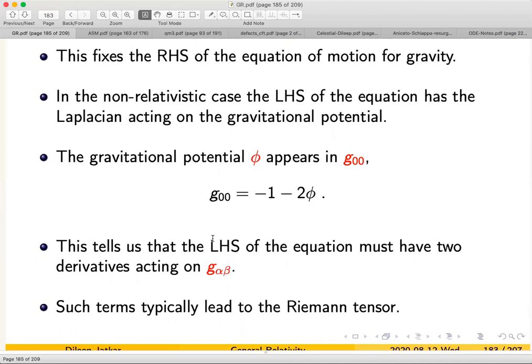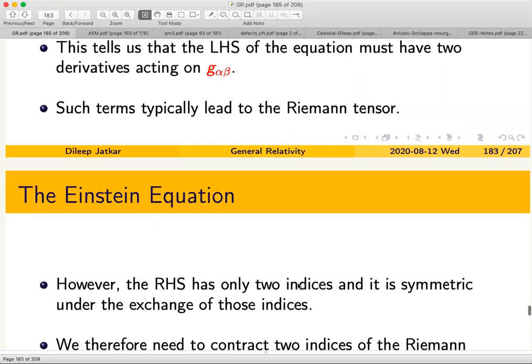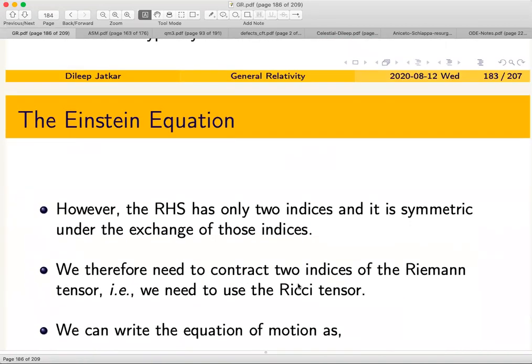Now, so far we have already studied various quantities generated out of the metric, and one thing that we had figured out is that terms which involve only the first derivative of the metric are not tensorial, and the second derivative of the metric should be writable in terms of the Riemann tensor or its contractions. So generically we should really be looking at the Riemann tensor. So let's consider the Riemann tensor case.